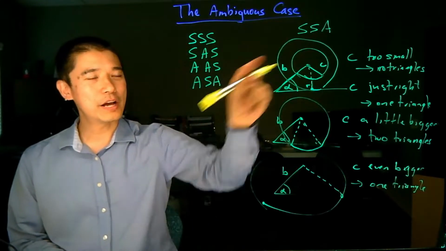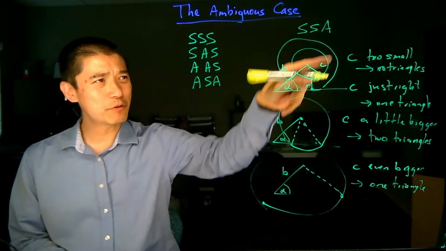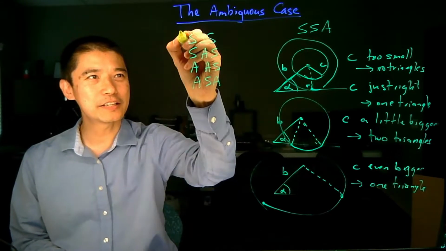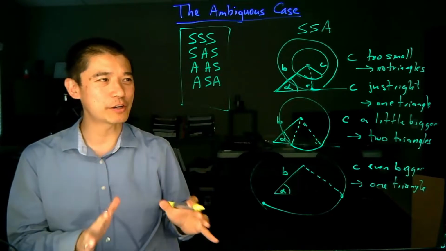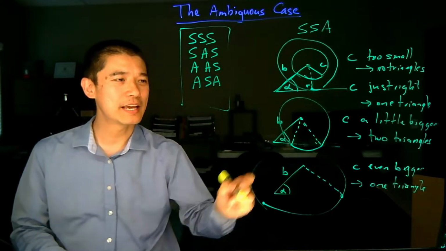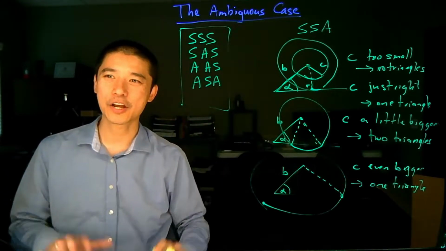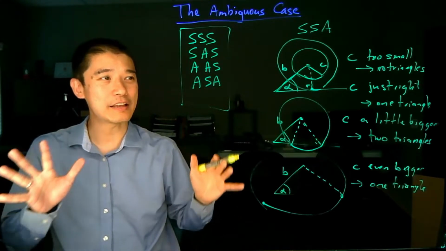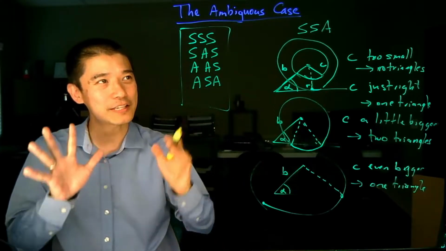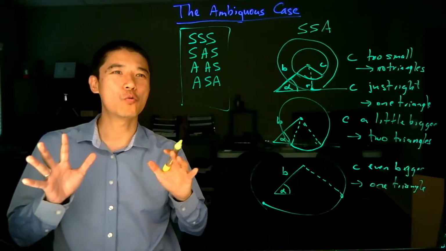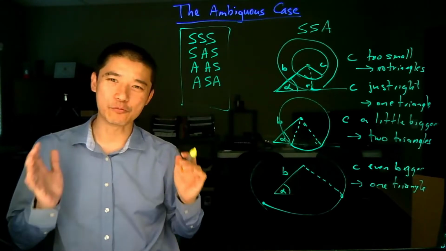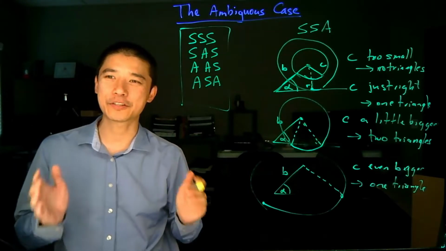And so with this one situation, you'll notice that's not listed among these theorems because it doesn't tell us that we have exactly 1 triangle. We actually have multiple possibilities. And this is what's known as the ambiguous case. What it basically means is that once you have the side and the angle, you do not immediately know what situation you're going to be in. There might be 1 triangle, there might be 2 triangles, there might be 0 triangles.